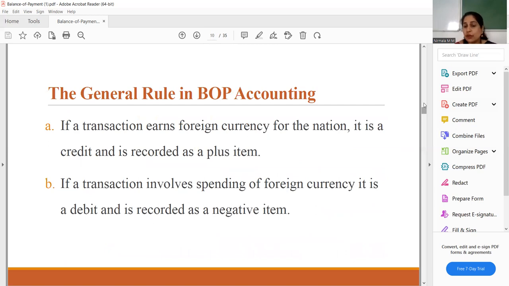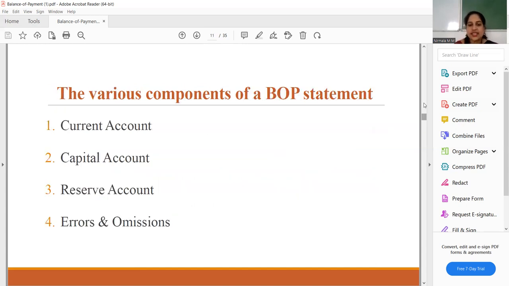And what are the general rules of balance of payment accounting? The very general rule which is followed in balance of payment accounting is: if a transaction earns foreign currency for a nation, it is a credit and it is recorded as a plus item. If the transaction involves spending of foreign currency, it is a debit, and it is recorded as a negative item.